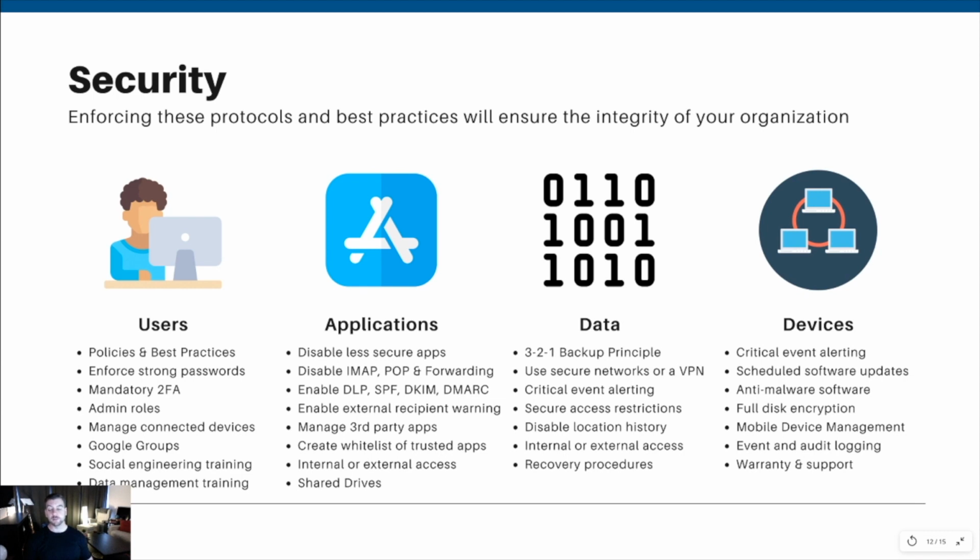We want to make sure that we've properly defined the admin roles and given them to individuals that are responsible with these roles. We want to make sure that we're managing the connected devices that have access to our data, that we've set up proper Google groups so that we can access different permissions and set things up that way. We want to make sure that the users in our association are getting trained in things like social engineering and data management.